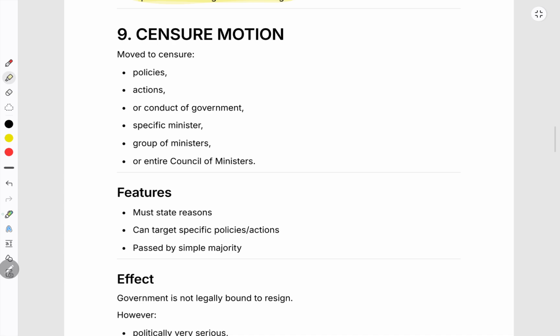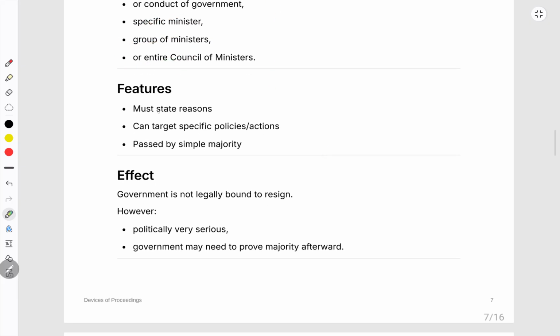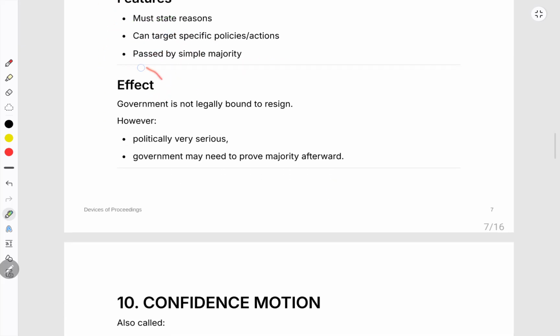Now next is censure motion. Censure motion is moved to condemn or criticize the policy, action, or conduct of the government, a specific minister, a group of ministers, or the entire Council of Ministers. Okay. So this must state the reason, can target specific policy or actions, and this is passed by simple majority. If this is passed, the government is not legally bound to resign.